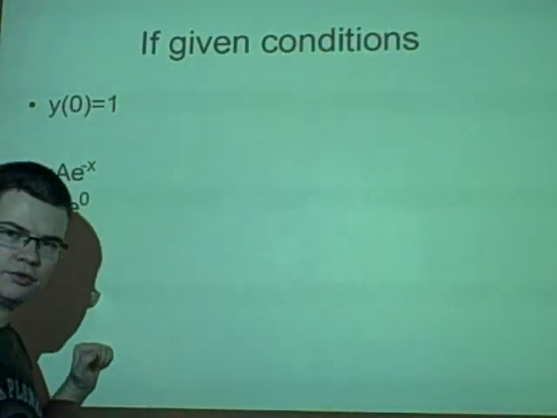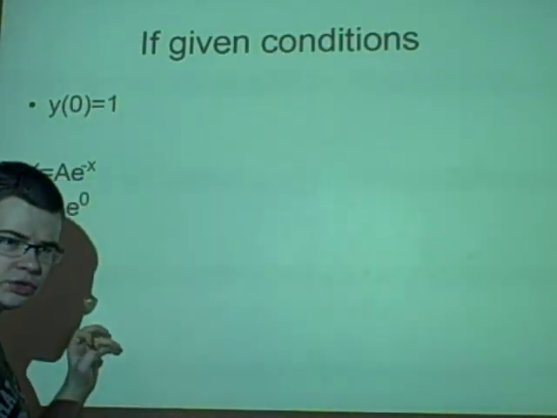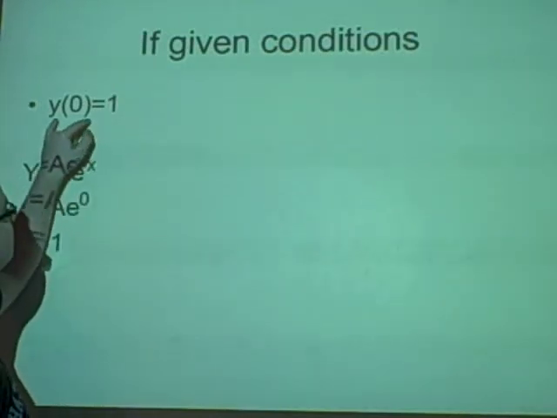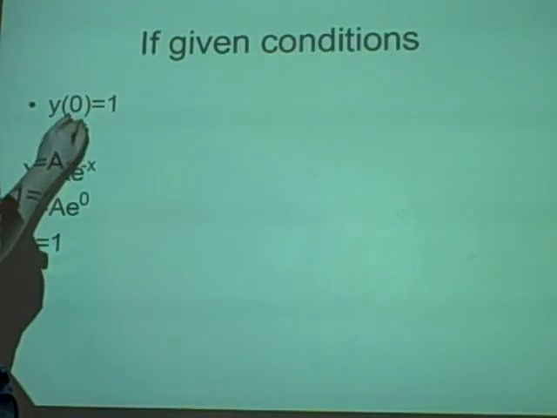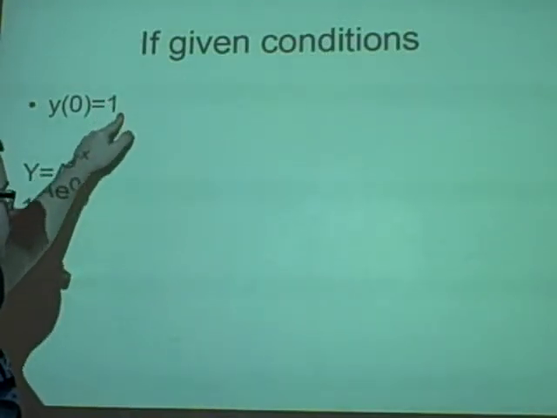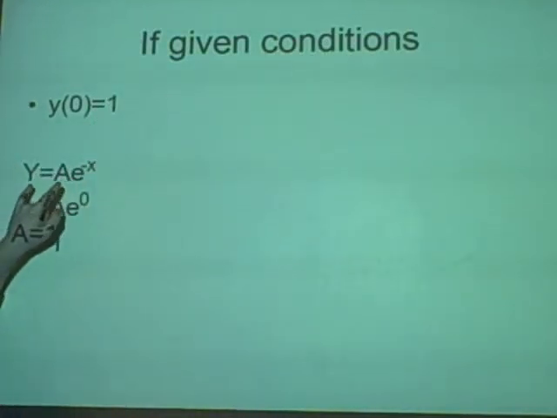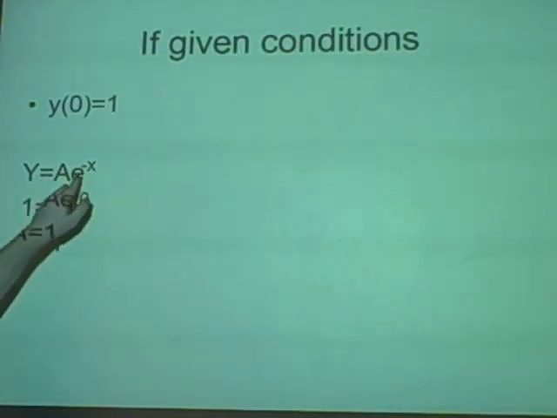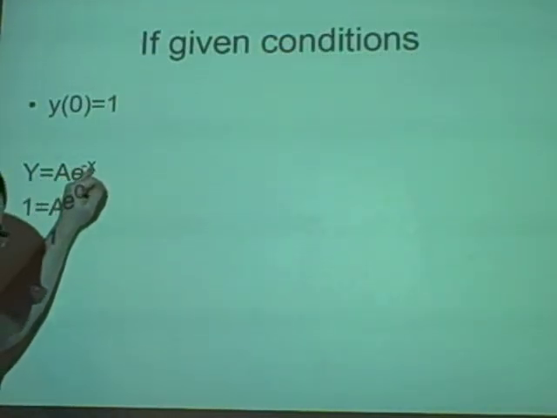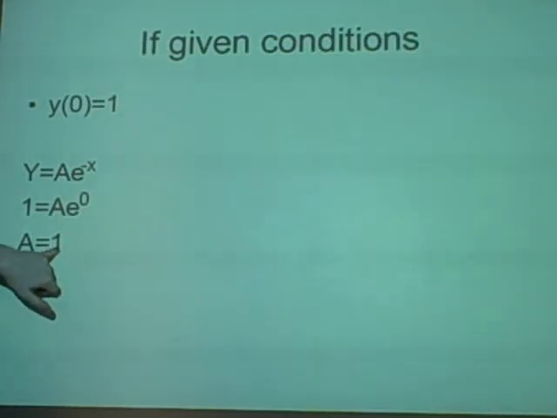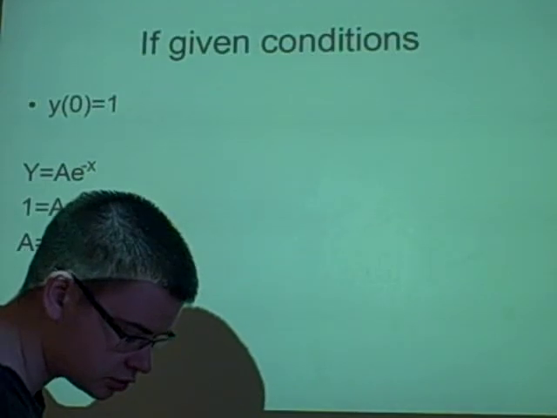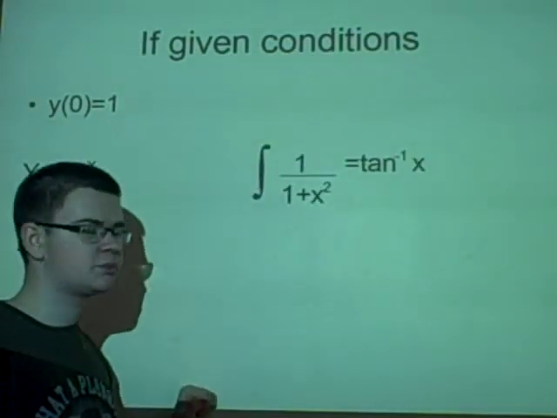Right, the last thing: if you're given conditions at the start of the question, you may be given a condition like y of 0 equals 1, which means if x is 0, y is 1. So I've got a little example here. You might end up with an equation like y equals a e to the minus x. So when x is 0, y is 1. So e to the 0 is 1. So a equals 1.